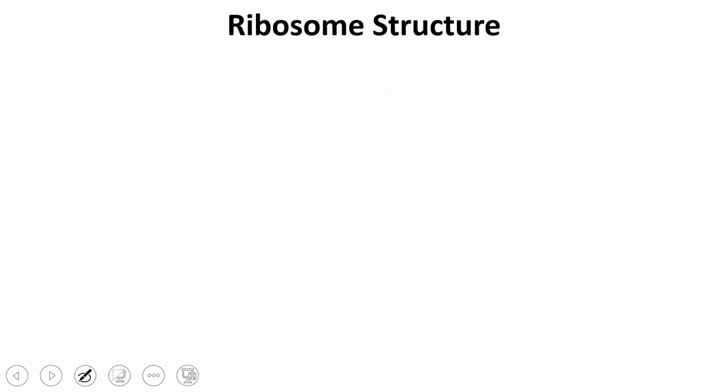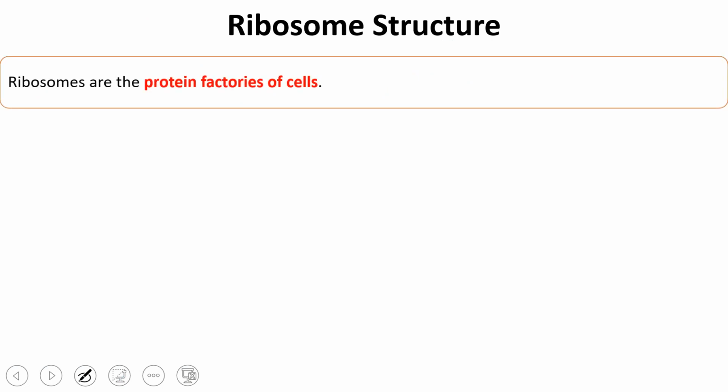So I am going to ribosomes. We'll see some of the information on the ribosomes, because ribosomes is one of the important components for protein synthesis, and then we'll go for tRNA, and then we will initiate the protein synthesis. So first, ribosomes are known as the protein factory of the cell.